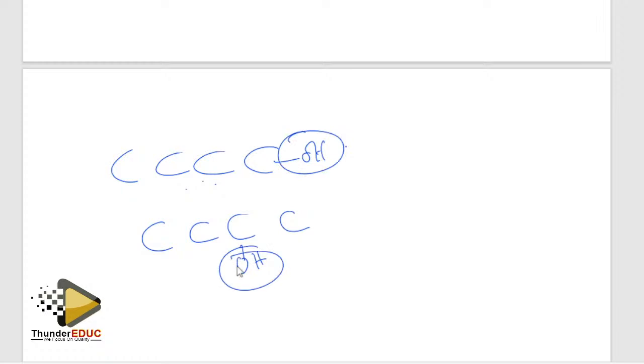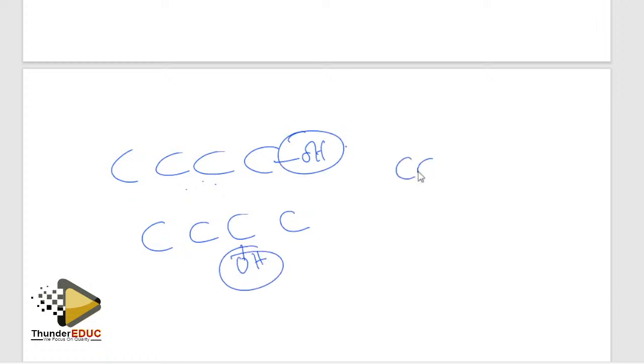1 2 3 4, the alcohol is here. So if I change this and I say 1 2 3 4, I put the alcohol here. So now here I've changed the position of the functional group, therefore it becomes positional isomer.